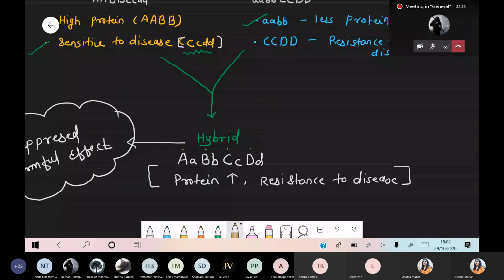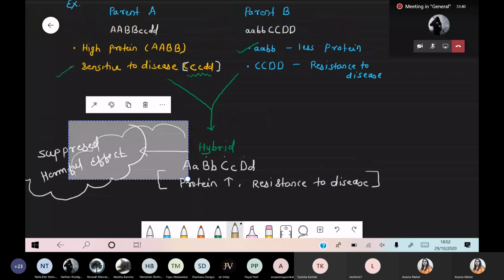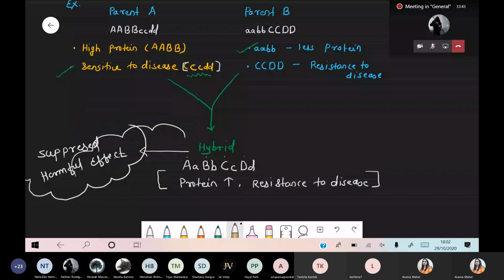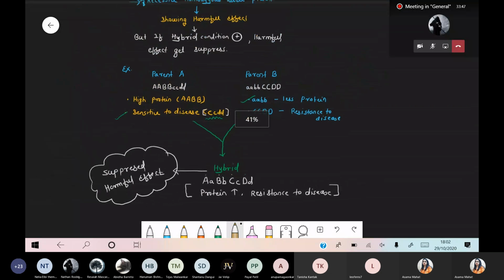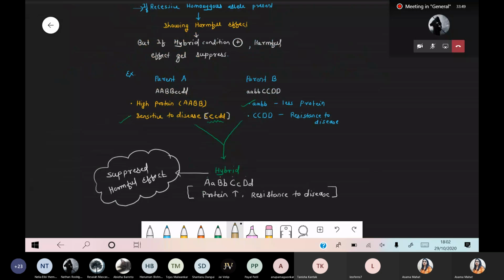Just quickly check the entire structure. Very simple concept, not much rocket science here. Very simple, straightforward. Simply we are talking about the harmful effect, that is, we want to suppress a harmful effect which is created due to homozygous recessive. Okay?